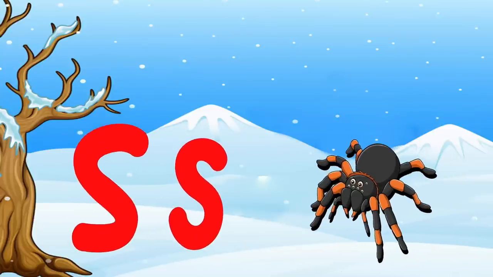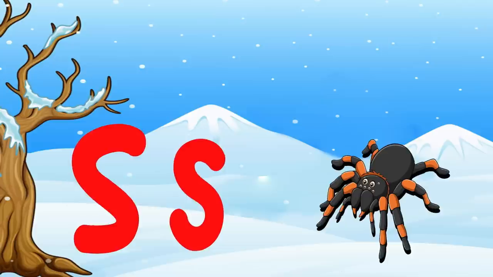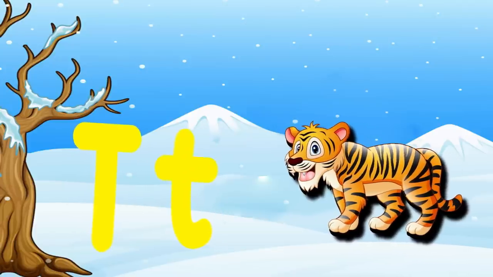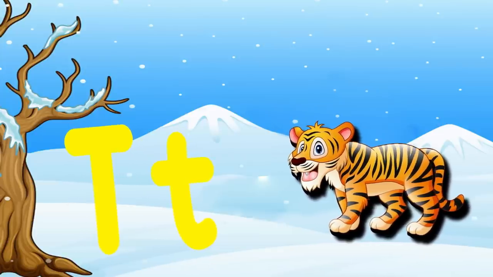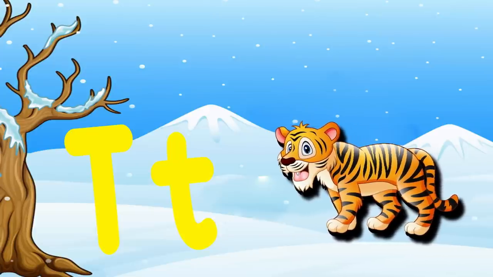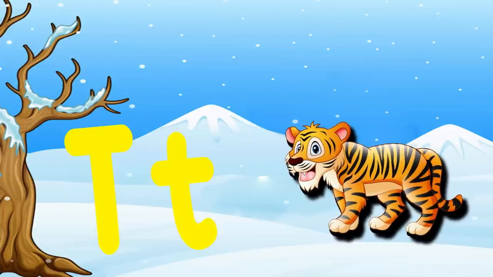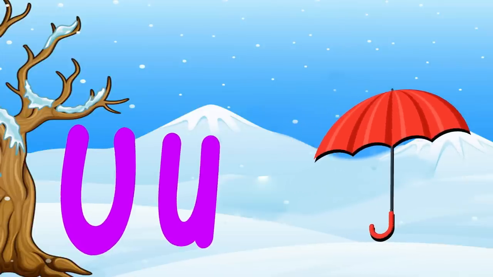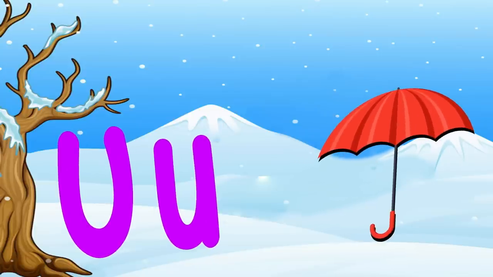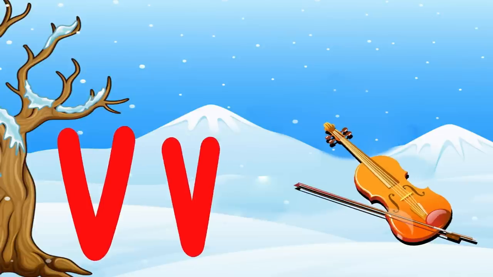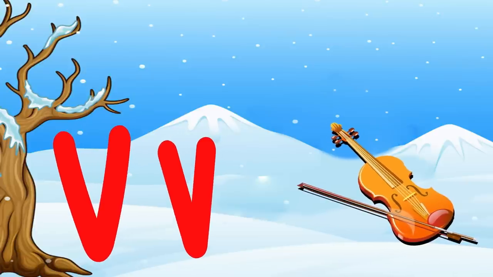S is for spider, s, spider. T is for tiger, t, tiger. U is for umbrella, umbrella, U, umbrella. V is for violin, v, v, violin, V, violin.